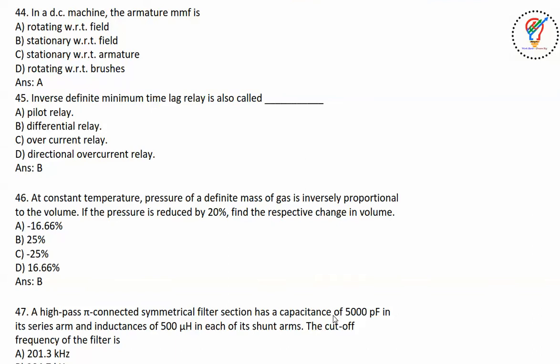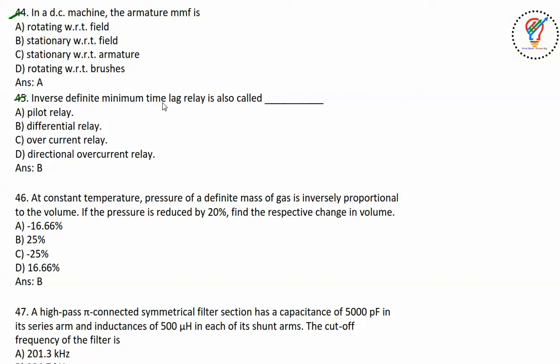Next question from the DC machines. In a DC machine, the armature MMF is rotating with respect to field. So it is stationary with respect to field poles but rotating with respect to armature here. Okay, next question here, 45th question.